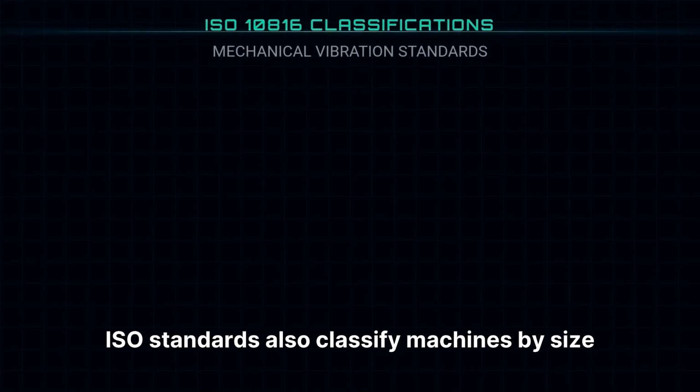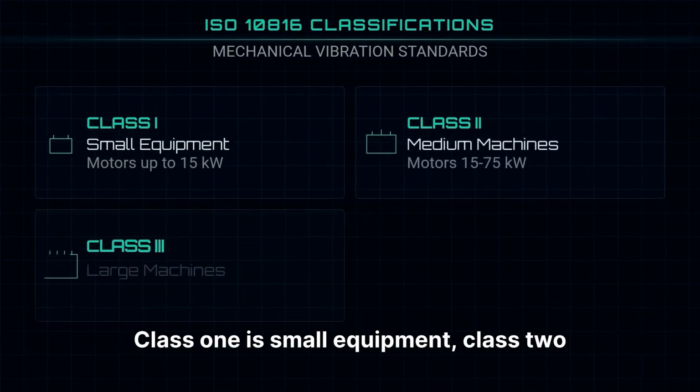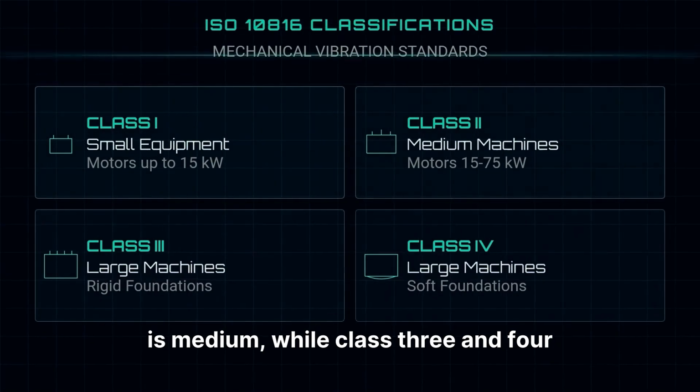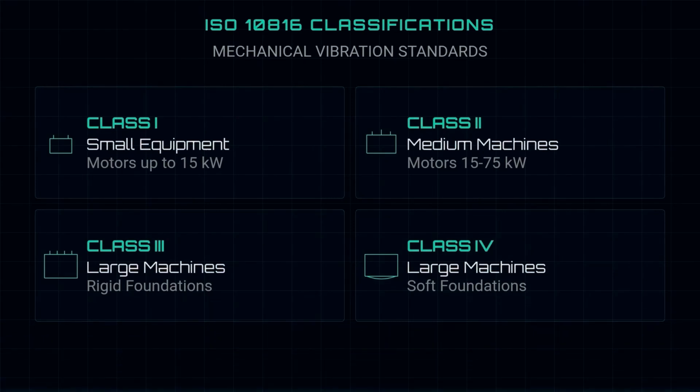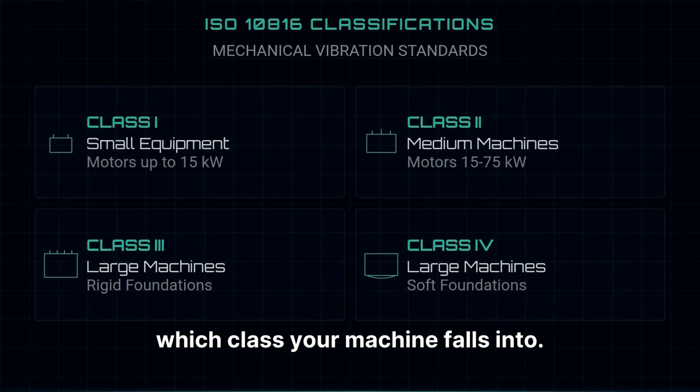ISO standards also classify machines by size and mounting. Class 1 is small equipment, Class 2 is medium, while Class 3 and 4 cover large machines with rigid or soft foundations. Your vibration limits will vary depending on which class your machine falls into.